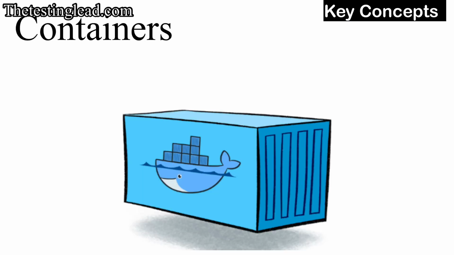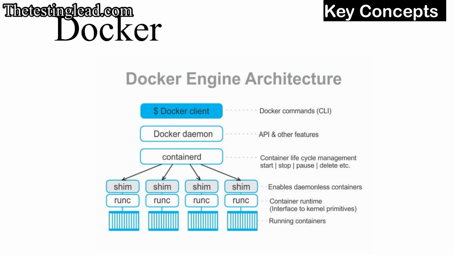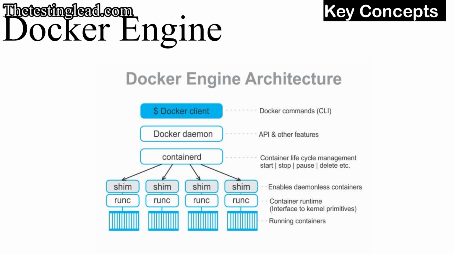Now, let's break down the key concepts of Docker. Containers. Lightweight, portable, and self-sufficient units that contain everything needed to run an application. They share the host system's operating system kernel, but are isolated from other containers. Docker Engine. The core component of Docker, responsible for creating and running containers. It includes a server, a REST API, and a command line interface.